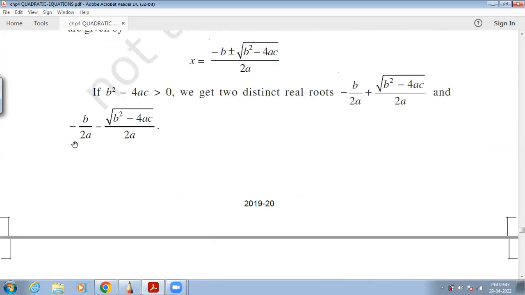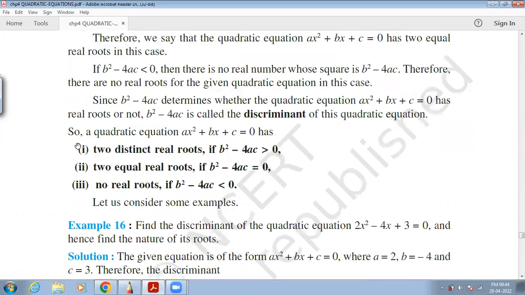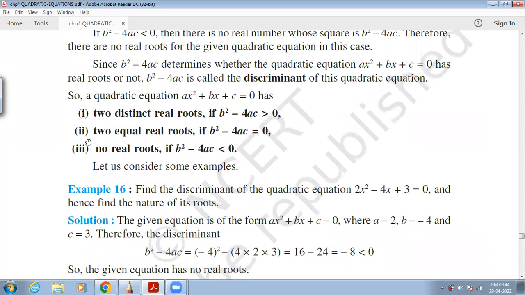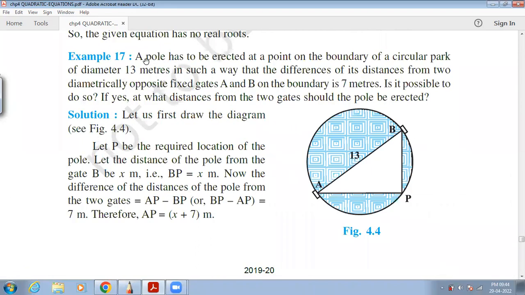I've already covered this part: nature of roots, distinct roots, real roots, the discriminant based on it. So no real roots is when b square minus 4ac is less than 0. So this was all the part. Example 17 is very important. Just understand from it, I'll walk through it very quickly.